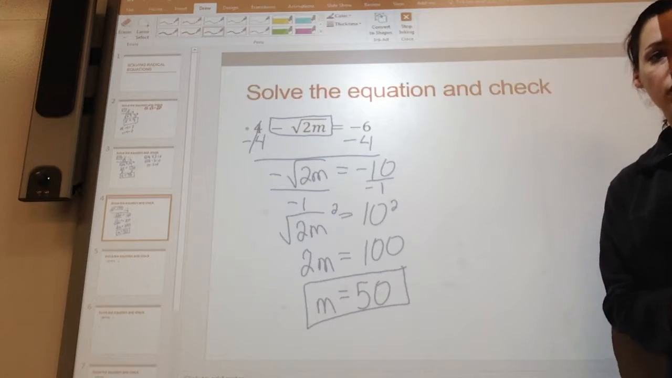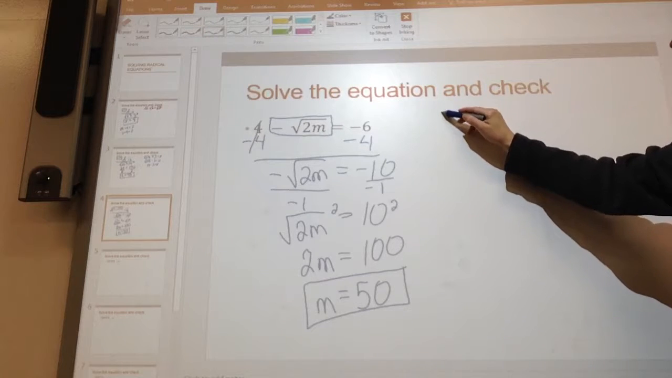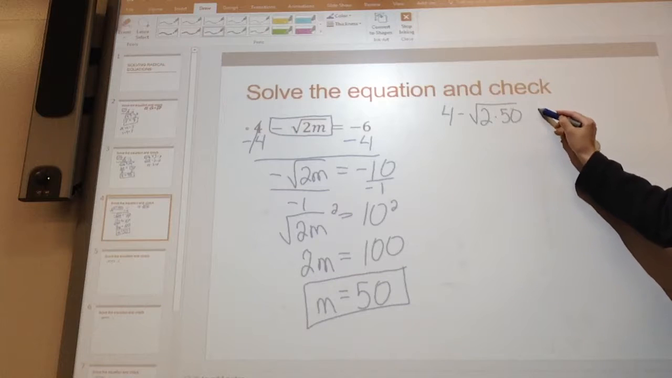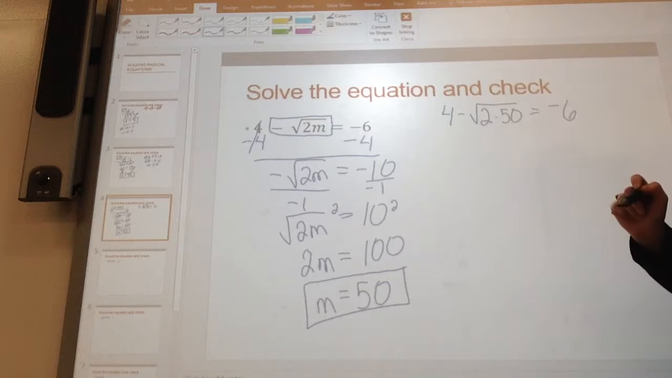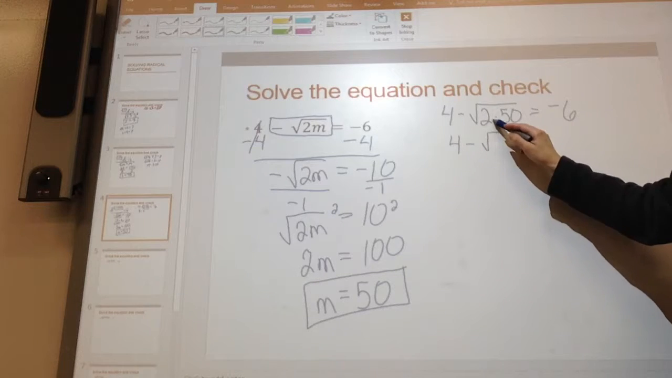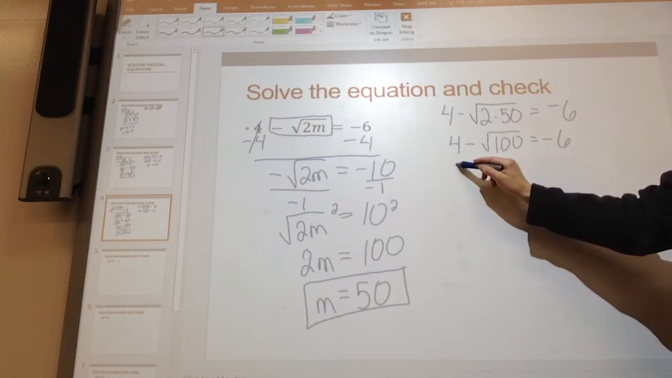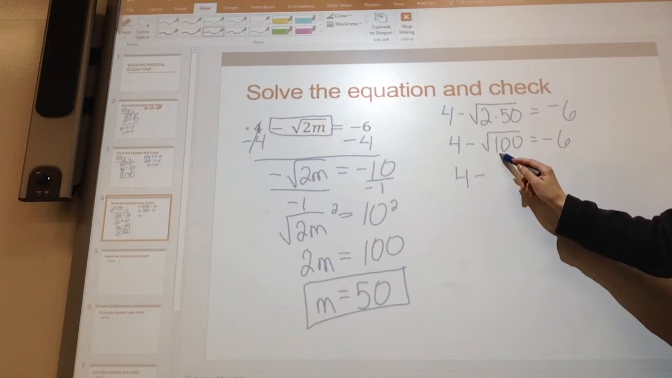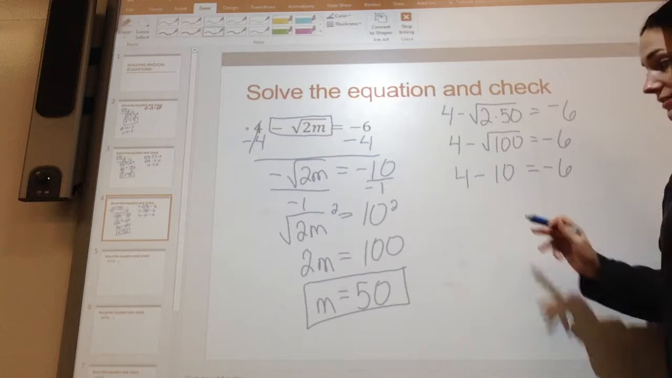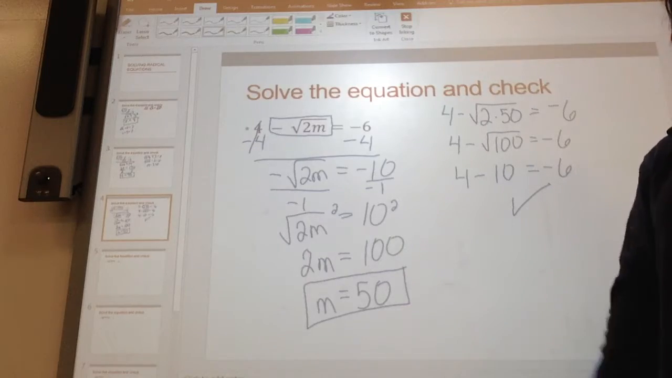Hopefully you're already thinking, okay, I better go through and check to make sure that works. So over here on the check, I would get 4 minus square root 2 times 50. I want to know if that's really equal to negative 6 or not. So this will become 4 minus square root, and then 2 times 50 is 100. That becomes 4 minus square root of 100, which is 10. Does 4 minus 10 equal negative 6? Yes, it does. So my check works. That means m equals 50 really is my answer.